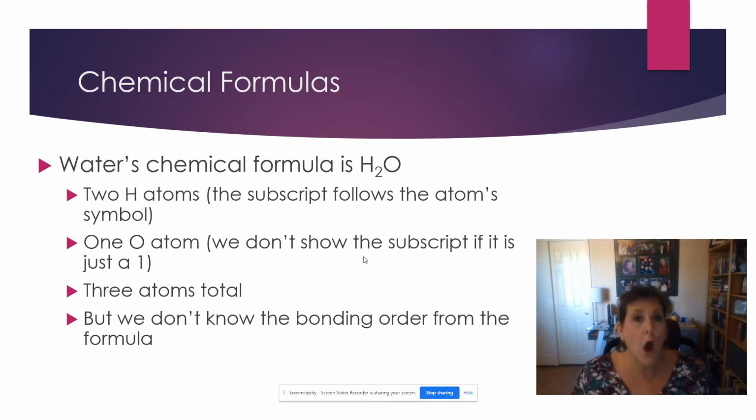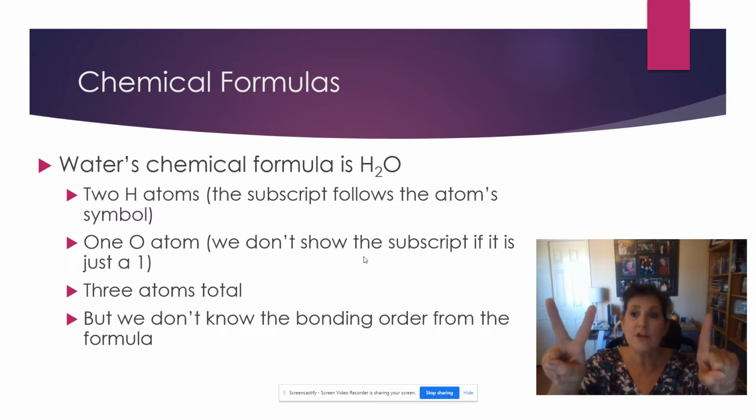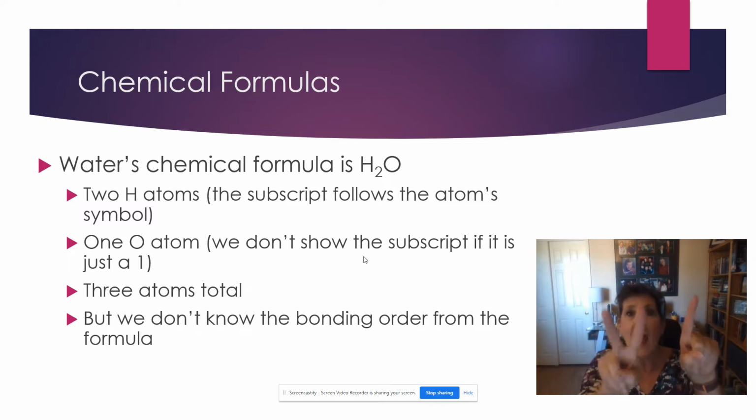And then we have an O. Now there's no subscript there, so it's an understood 1. It means there's just one oxygen atom there. So we don't show the 1 if it's a 1. So water again is H2O. That means there's 2 hydrogen atoms plus 1 oxygen atom makes 3 atoms total. So 3 atoms are in the water molecule.